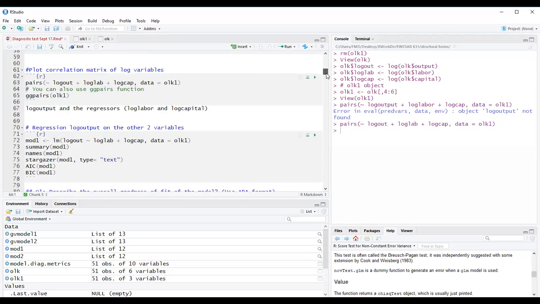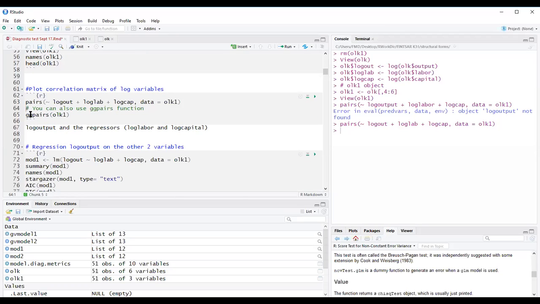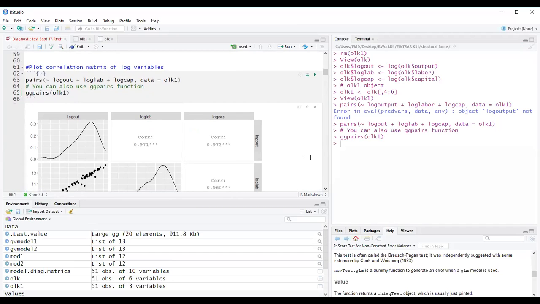There's another way to do this. Mas maganda. I prefer doing it sa GGpairs. Okay, the GGpairs function. So kunin natin yung GGpairs ni OLK1. Run natin yan. Mas maganda siya kasi automatically binibigay sa atin na yung, okay, so it's running. It's taking quite some time. Nagdadaan pa siya, naka-red. Yan, okay.